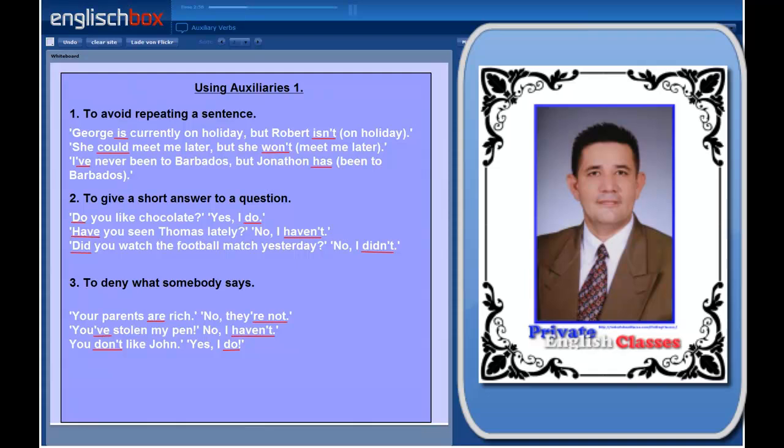However, there are some circumstances, some situations in which we can use the auxiliary verb on its own without a main verb. And today we're going to look at some of those different circumstances.